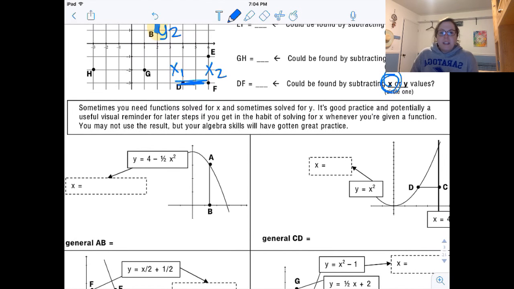Sometimes we need these functions in terms of X, sometimes we need them in terms of Y. And something that I would encourage you to do is, if you're not sure, solve for X or solve for Y right off the bat. And if that's not helping you, or if you don't need it, just leave it. You don't need to come back to it. But if it helps you, then you have it, right?